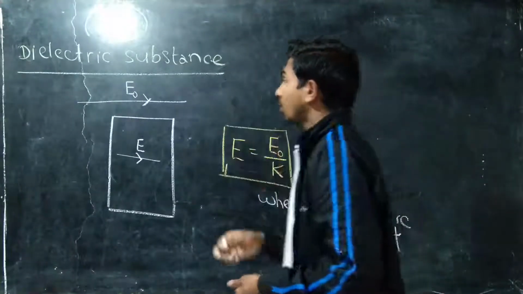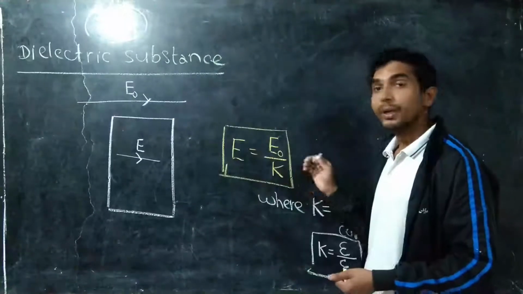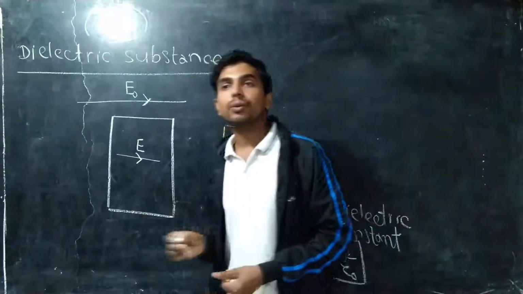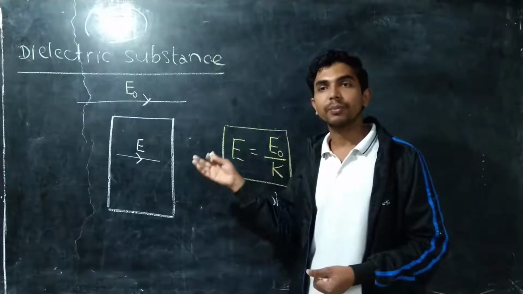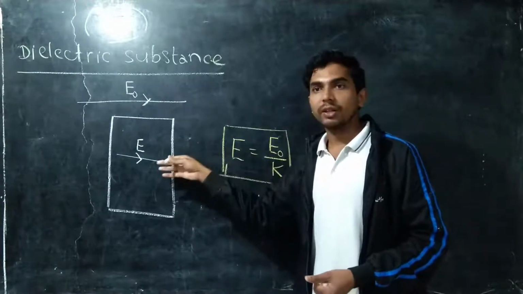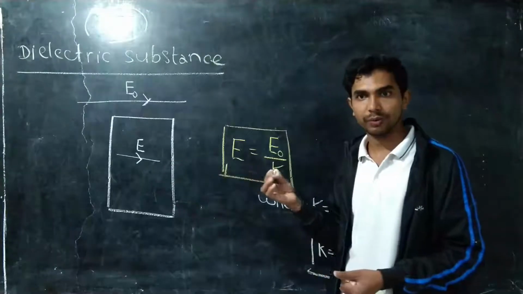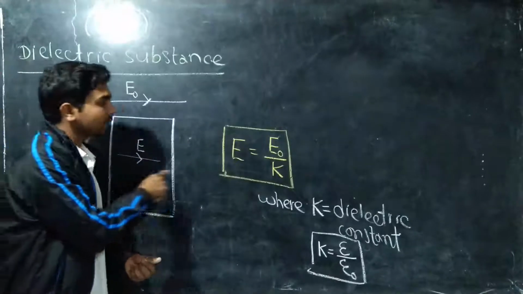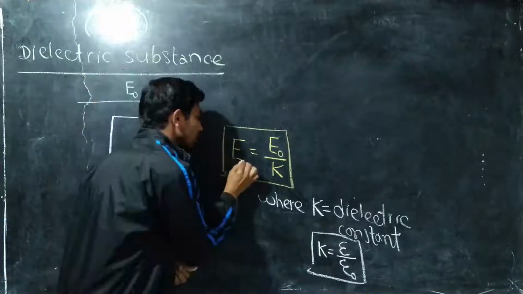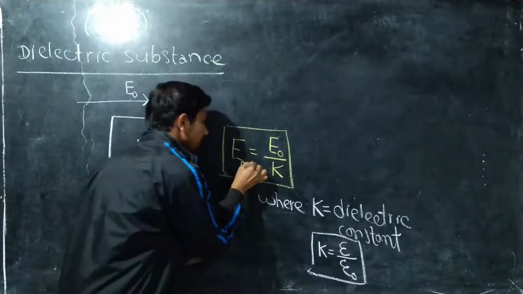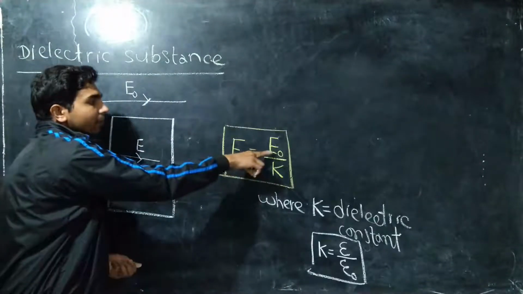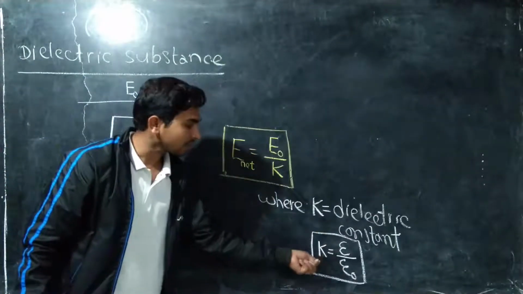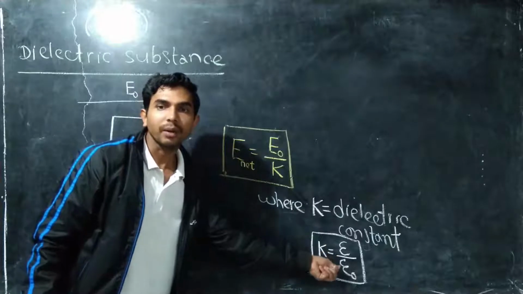Now one question: why is the electric field becoming E naught by K? This is happening due to some induced charge. Some charge is going to be induced inside this. How? That we are going to discuss. So this is the net electric field inside, and how much is the net electric field? So we can also write that E net inside the dielectric material becomes E naught by K, where K is the dielectric constant and the dielectric constant is equal to epsilon by epsilon naught.